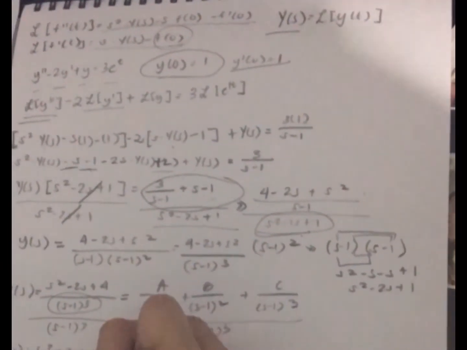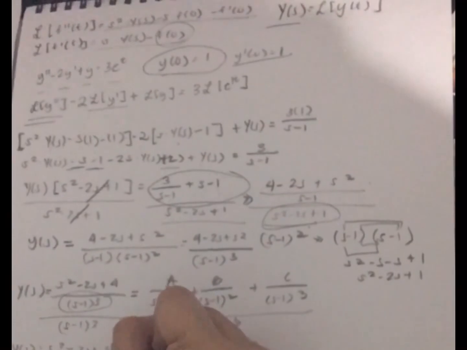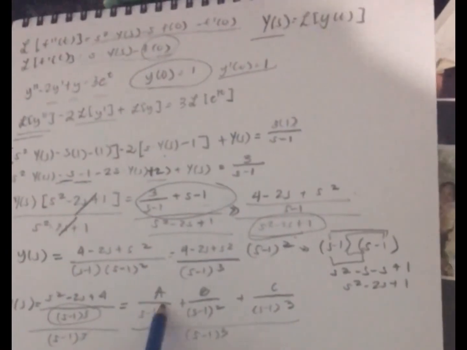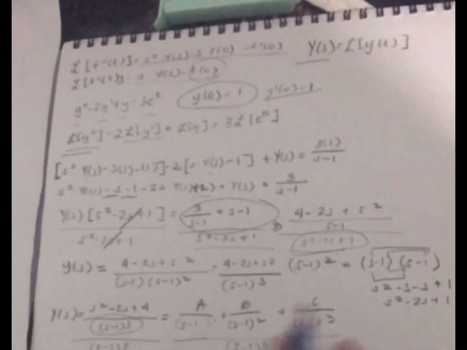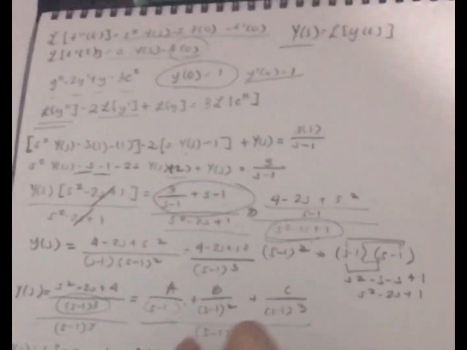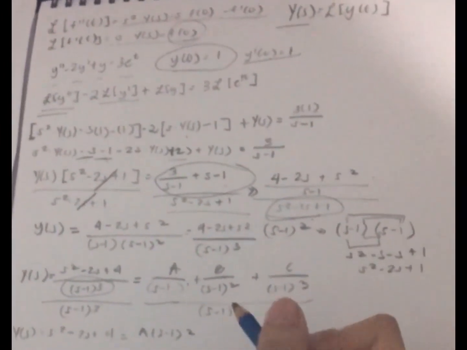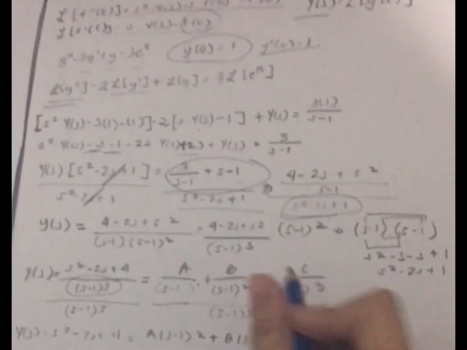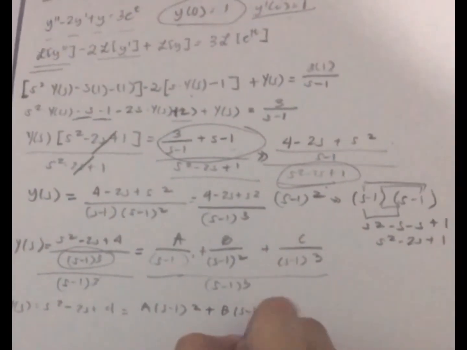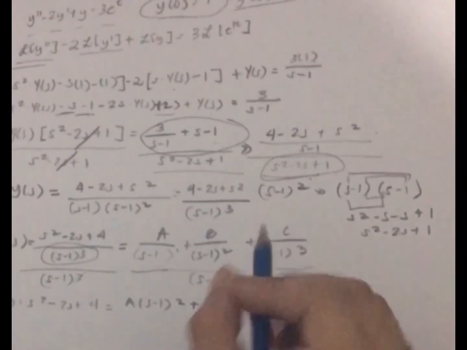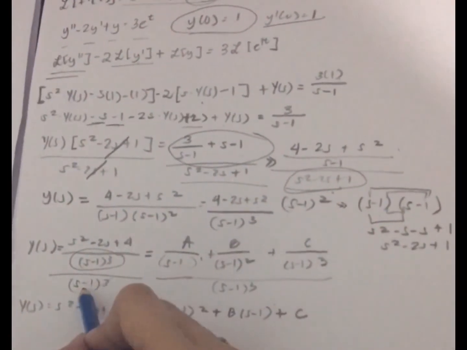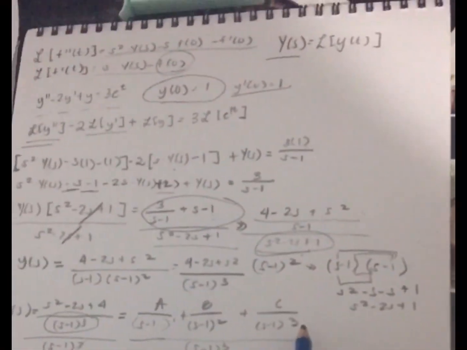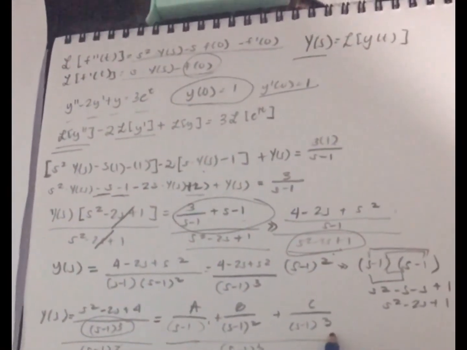equals A times (s minus 1) squared, reducing its exponent. Since we have 1 here, 3 minus 1 is 2. So you'll have A times (s minus 1) squared, plus B times (s minus 1) with the exponent of 1, since 3 minus 2 is 1, plus the C itself, since (s minus 1) cubed will be cancelled, since we have a denominator of (s minus 1) cubed here with our C.